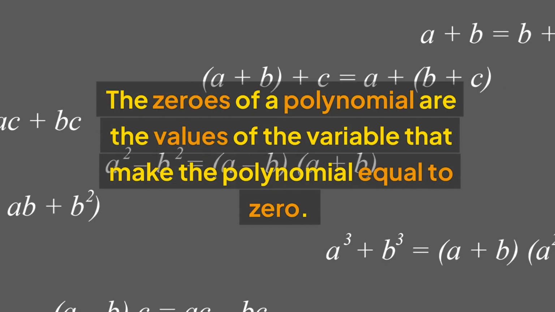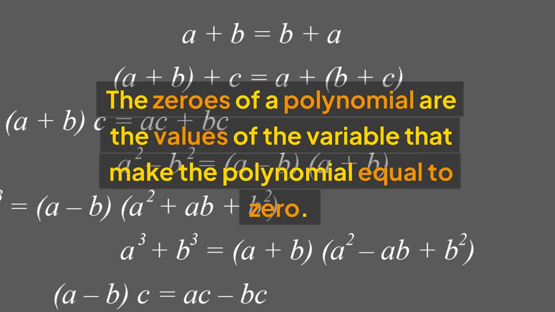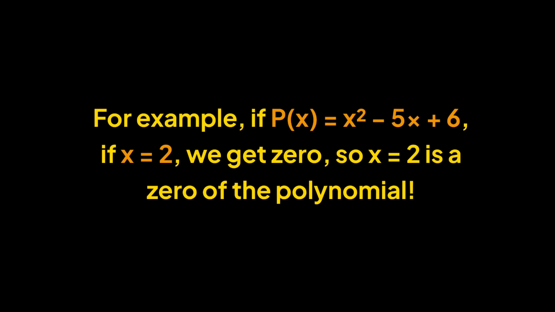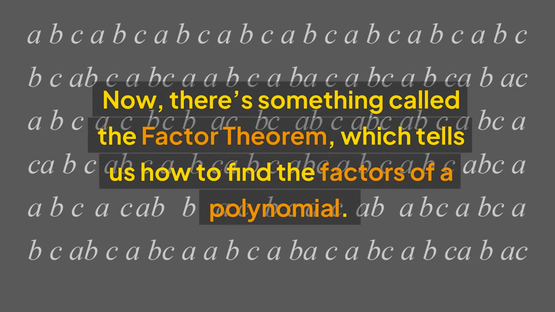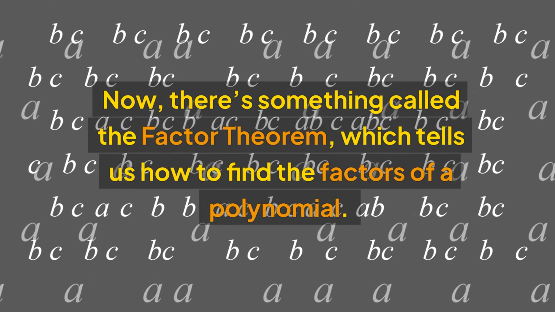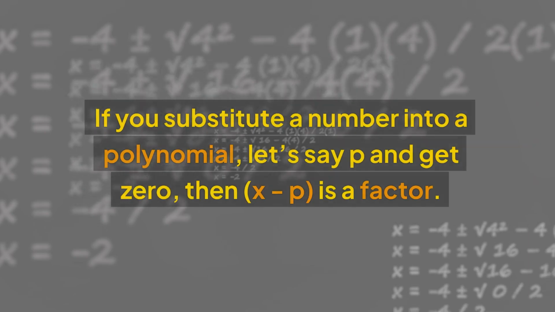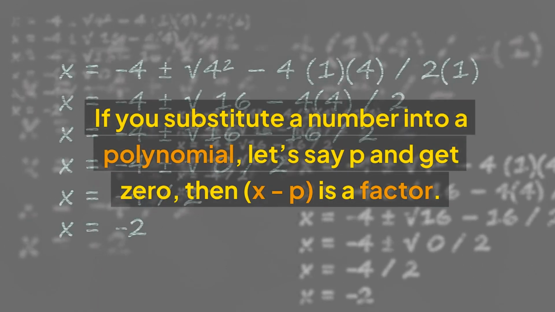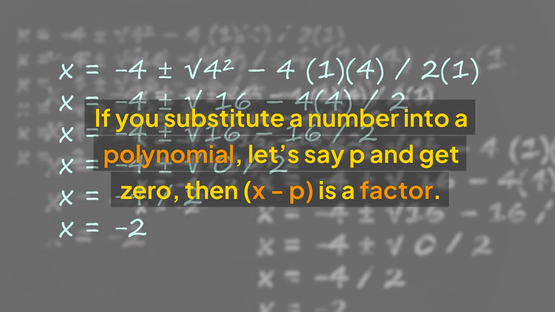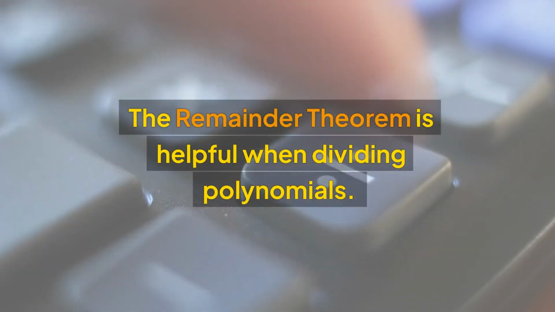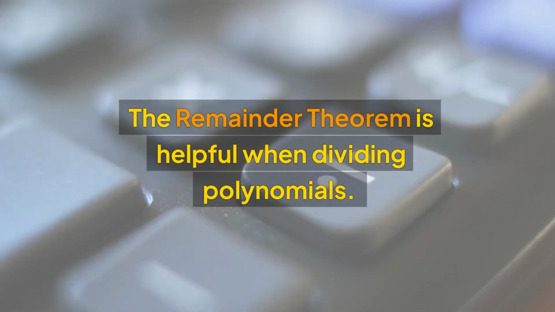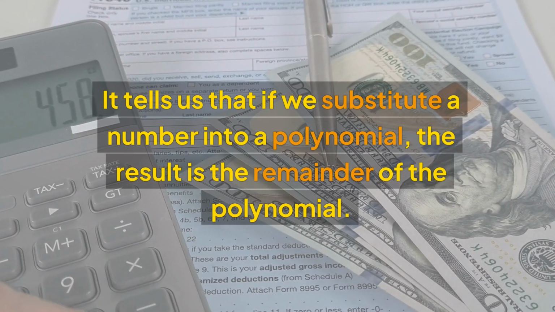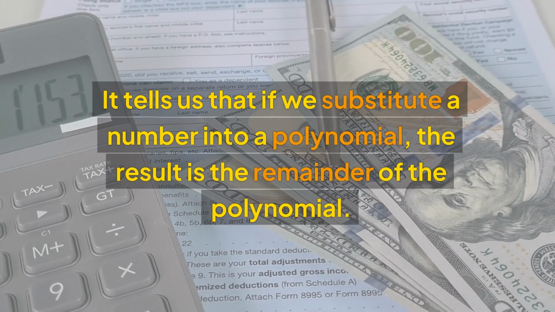The zeros of a polynomial are the values of the variable that make the polynomial equal to 0. For example, if p(x) equals x squared minus 5x plus 6, if x equals 2, we get 0, so x equals 2 is a zero of the polynomial. Now, there's something called the factor theorem, which tells us how to find the factors of a polynomial. If you substitute a number into a polynomial, let's say p, and get 0, then x minus p is a factor. The remainder theorem is helpful when dividing polynomials. It tells us that if we substitute a number into a polynomial, the result is the remainder of the polynomial.